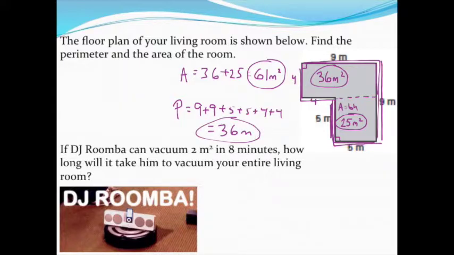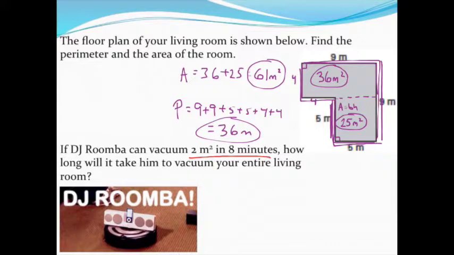Okay, let's go ahead and do one more step with these problems. Let's do an application step. So we found its area, but let's do one more part. Let's suppose I've got one of these vacuum cleaners with, I guess I put an iPod on it, so it's DJ Roomba, going around cleaning my living room. They tell me how fast the vacuum can clean. It cleans 2 square meters in 8 minutes. And what I want to do is figure out how long it would take to clean the entire living room.